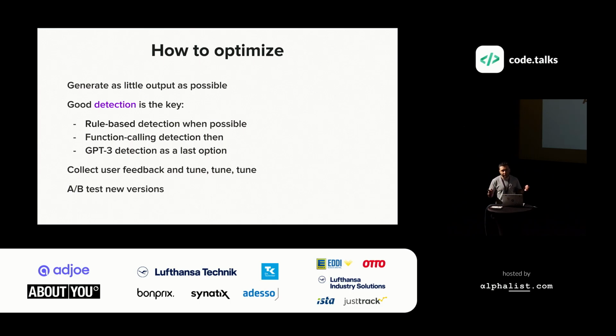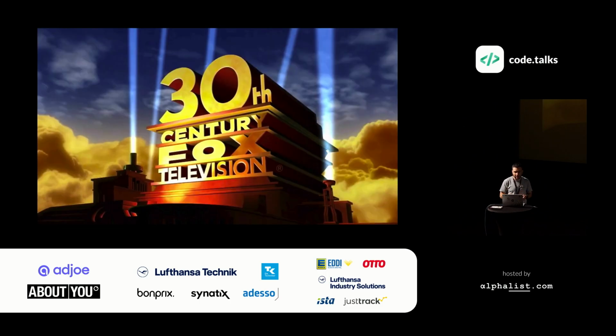And if you can't use anything but LLMs to detect, use at least smaller LLMs like GPT-3, for instance. It works much, much quicker than GPT-4. And of course, collect feedback and tune your models. And A/B test them. A/B testing is a really great answer to a lot of confusions.